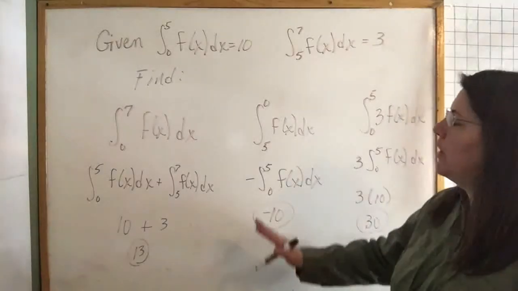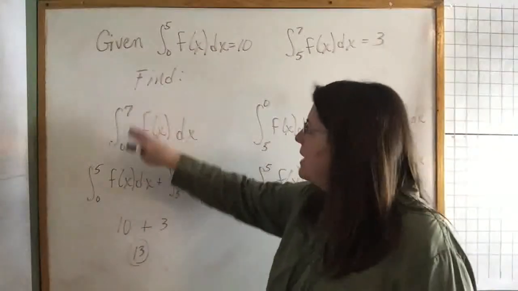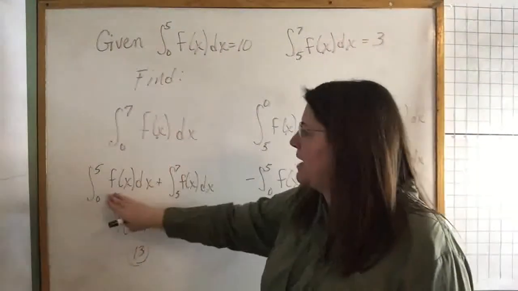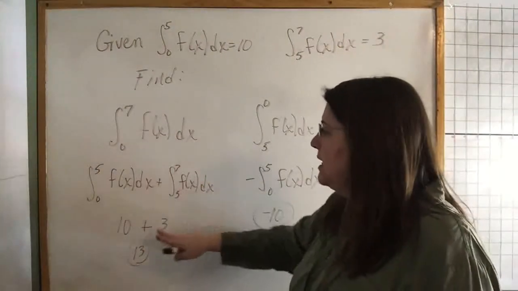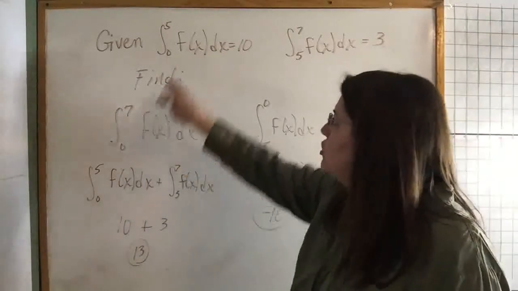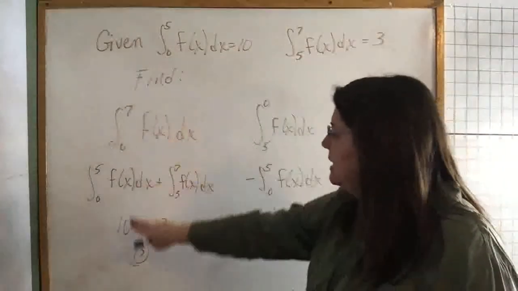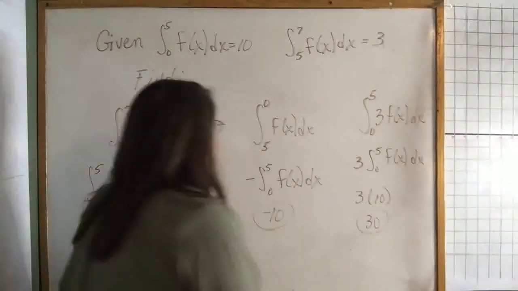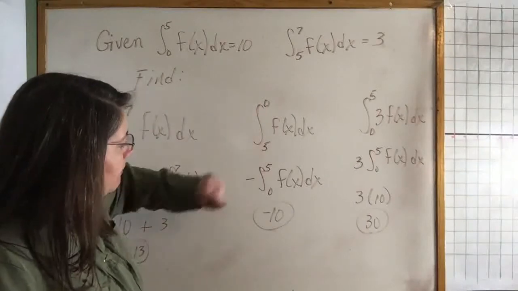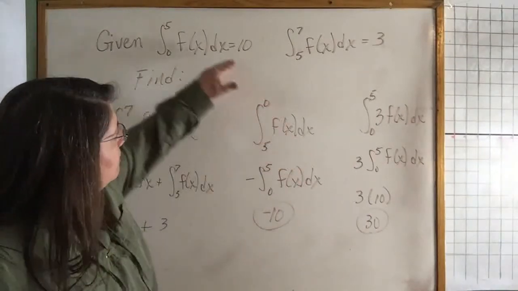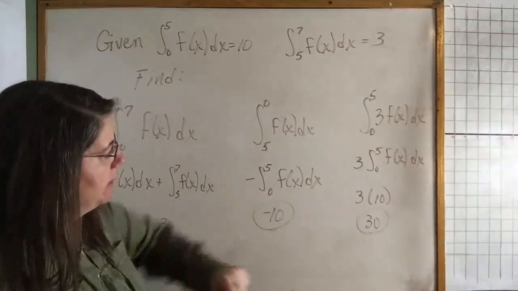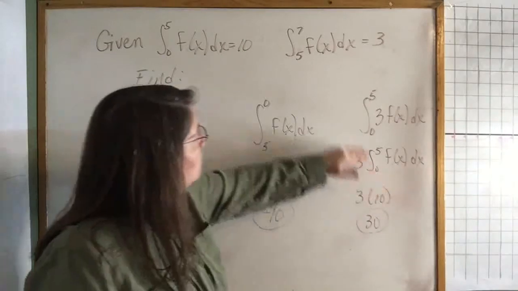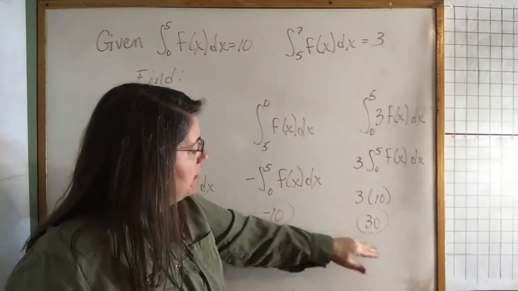So here are the answers. With this one, it went from 0 to 7. These intervals go from 0 to 5 and then 5 to 7. So I can separate this out and go from 0 to 5 and 5 to 7, and then force them to look just like what they gave me. So I've got 10 plus 3 to give me 13. In this one, my big number was on top, so I have to flip them. When I flip them, I put a negative in front, and that makes it look just like this, so it would be a negative 10. And for this one, I have to bring the 3 out to the front. 3 times this one, which looks exactly like this one, so 3 times 10 would be 30.